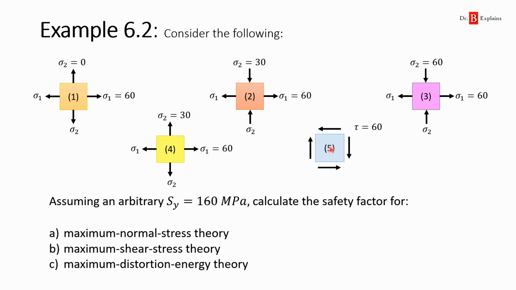If we look at case 5, in this one we have no normal stresses, only shear stresses. So this would be the case for the maximum shear stress in that plane. And that gives, in this case, a tau of 60. The units that we're working with is megapascals. So again, what we're going to do is calculate the safety factor. If, for example, the material that we're using has a yield strength of 160 MPa, what's the safety factor based on all the different theories?